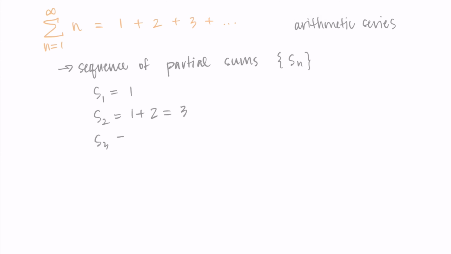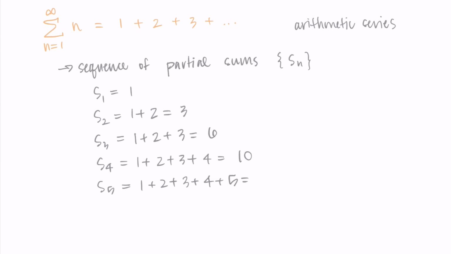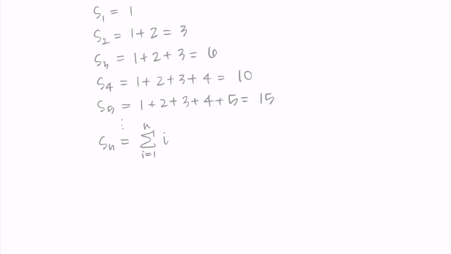Then the third partial sum, we add 1 plus 2 plus 3, which is 6. Then the fourth partial sum, we add 1 plus 2 plus 3 plus 4, that's 10. And the fifth partial sum, we do 1 plus 2 plus 3 plus 4 plus 5, which is 15, and so on. So the nth partial sum is the sum from i equals 1 to n of i.